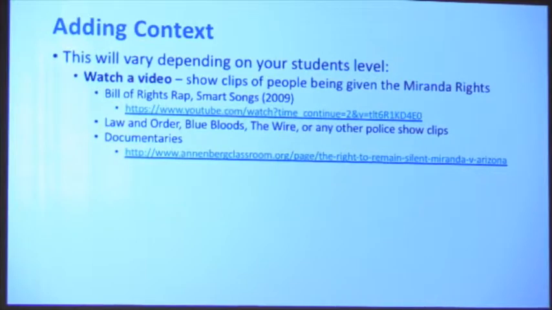Another one of my favorites is the Smart Songs. This is for a little bit lower level students, but it repeats the things they need to know over and over. And after you play it twice, it will be stuck in your head all day. And hopefully your students as well. So they'll remember. It'll help with that repetition.